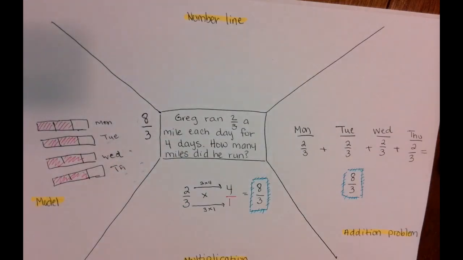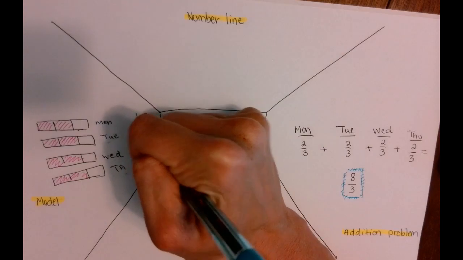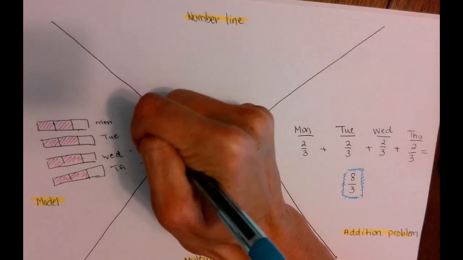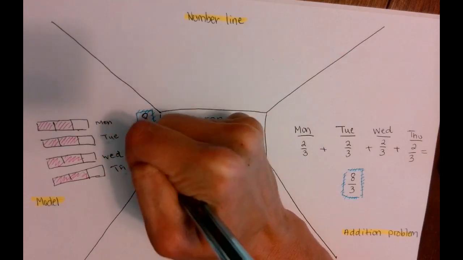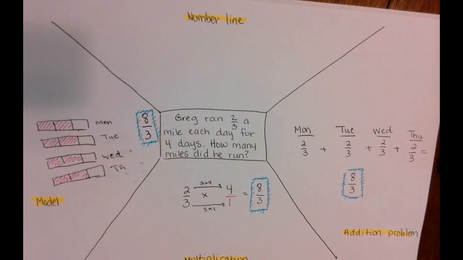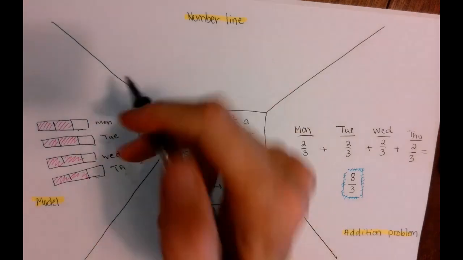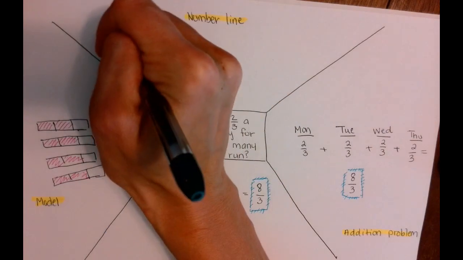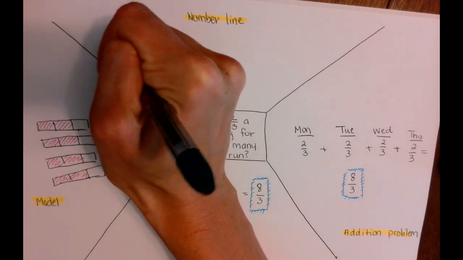And so now that we have worked out this answer 3 different ways, and we know without a doubt that our answer is 8/3. Before you do the number line, you're going to want to convert this 8/3 into a mixed number. So how do we do that? Well, 8/3. Let's write our fraction down. And first I'm going to show you guys how to convert it.